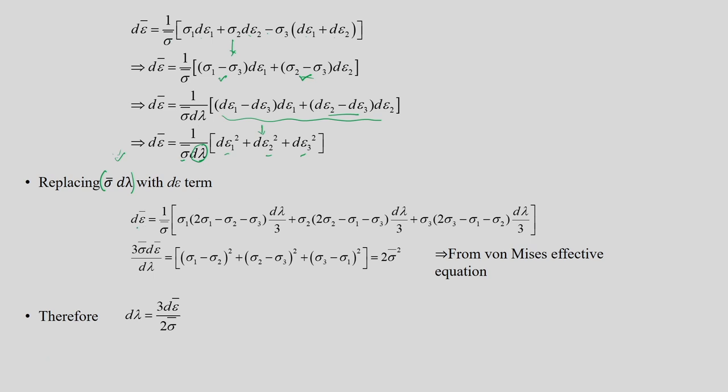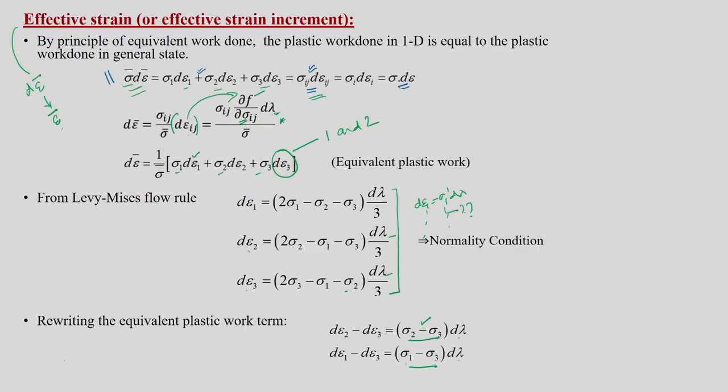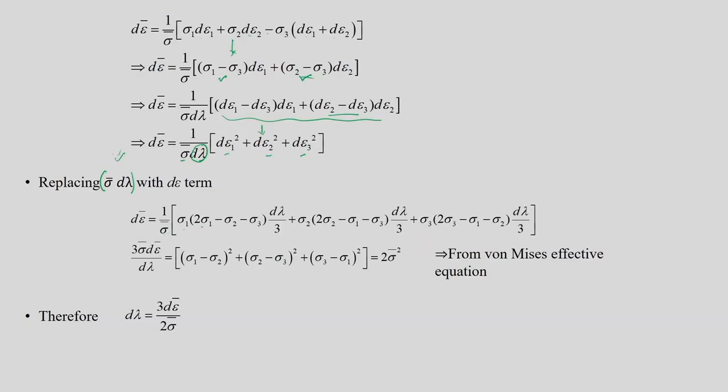For that, I am going to go back to my previous derivation, that is d epsilon bar is equal to 1 by sigma bar into sigma 1 into d epsilon 1. So in place of d epsilon 1, d epsilon 2, d epsilon 3, I am going to substitute here, so that I get 1 by sigma bar into sigma 1 into 2 sigma 1 minus 2 minus 3 divided by 3 into d lambda, then this term will come, then this term will come. Now d lambda by 3 is common, so I take it here, and sigma bar and 3 in the denominator will come to the numerator here. So 3 sigma bar d epsilon bar divided by d lambda can be written. When d lambda comes to the left hand side, it will be in the denominator. What is remaining is going to be this, this, and this.